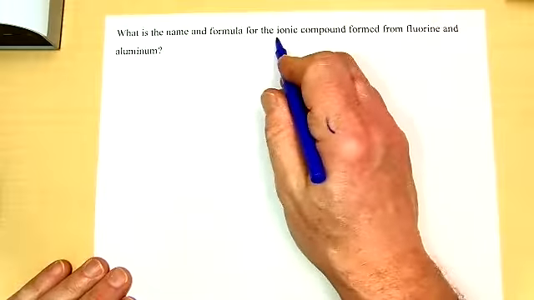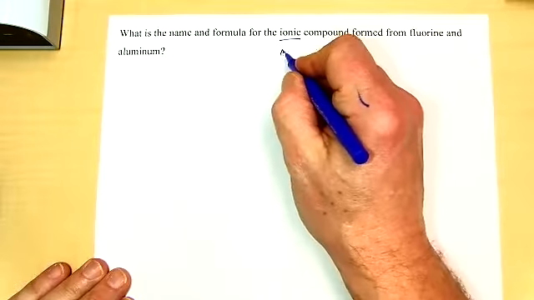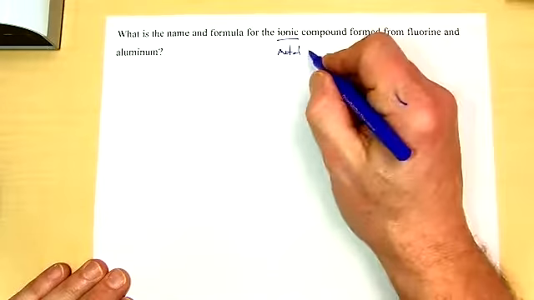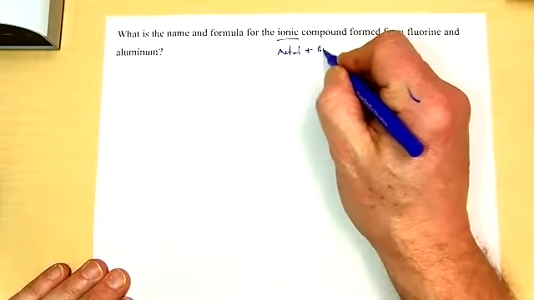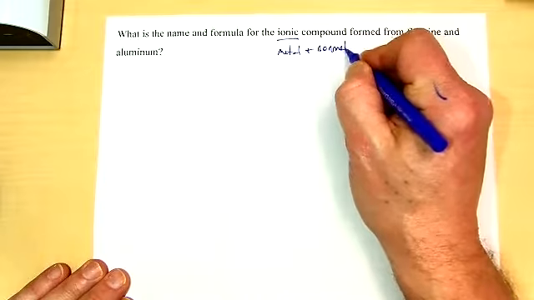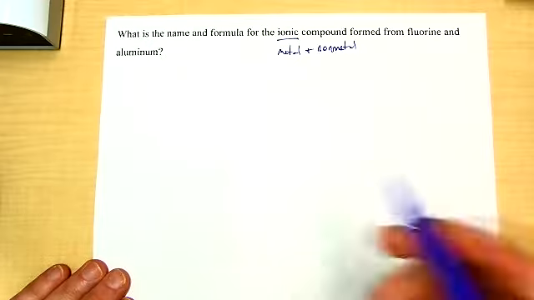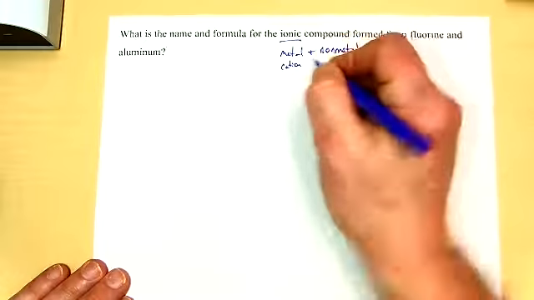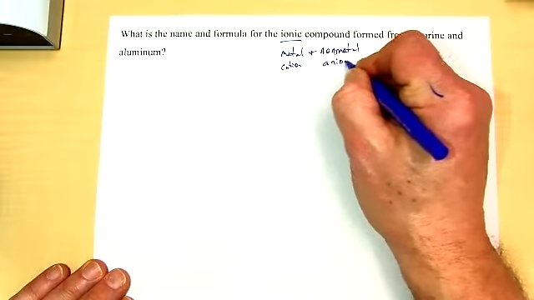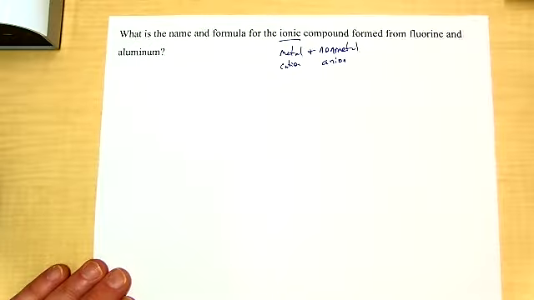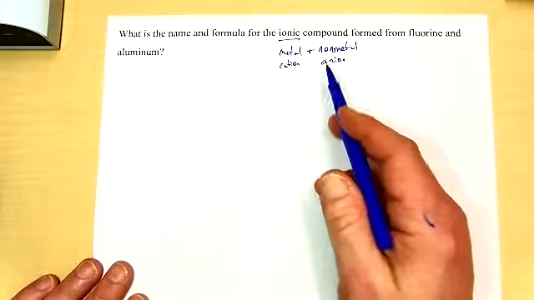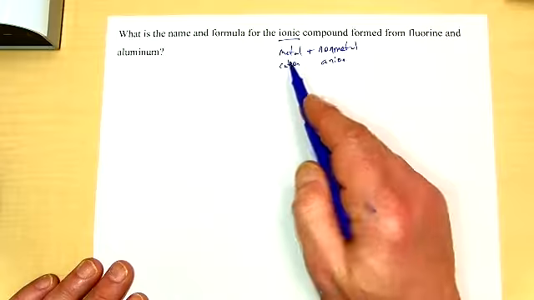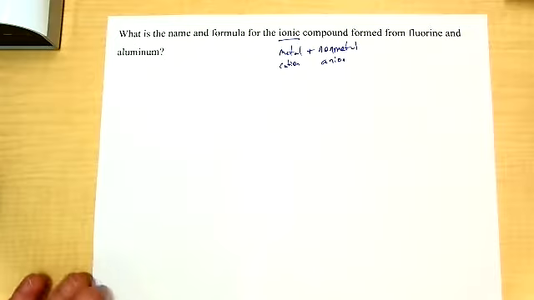What is the name and formula for the ionic compound formed from fluorine and aluminum? Okay, so ionic compound means that we have a metal and a nonmetal, at least in most cases. At the very least, we have a cation and an anion, because an ionic compound assumes that there's a transfer of an electron from the metal to the nonmetal, or from the cation to the anion, right?